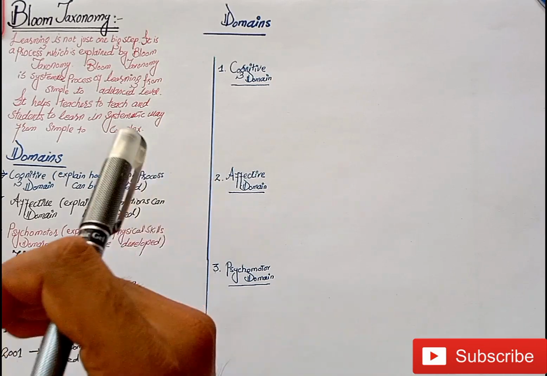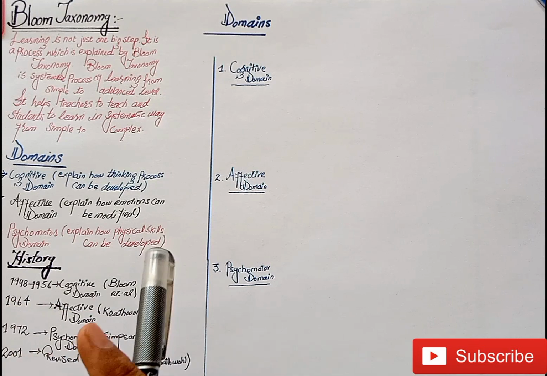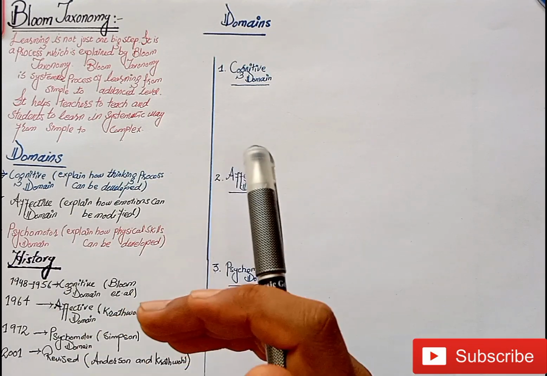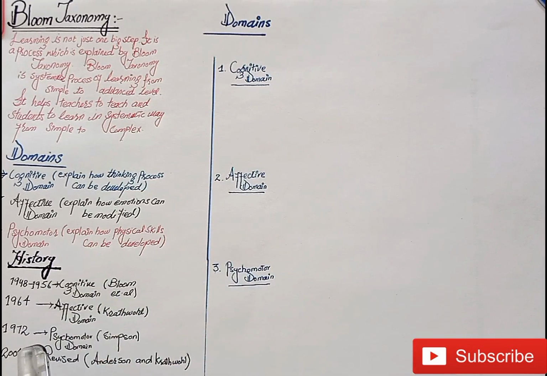These three domains were not developed at the same time by the same person. If we go back to history, we see that from 1948 to 1956, the cognitive domain was developed by Bloom and others. In 1964, the affective domain was developed by Krathwohl. In 1972, the psychomotor domain was developed by Simpson. And in 2001, the cognitive domain was revised by Anderson and Krathwohl. Anderson and Krathwohl just changed the words from nouns to verbs and interchanged the second two levels.